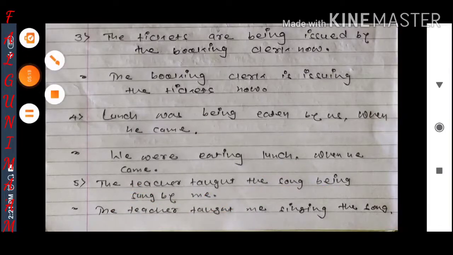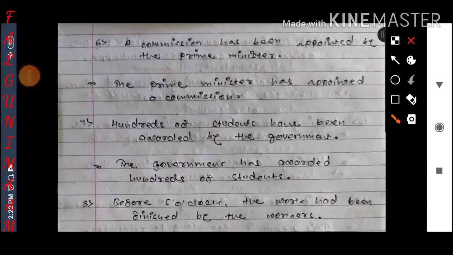Next one is: Commission has been appointed by the Prime Minister.